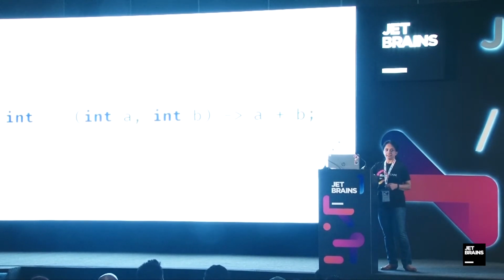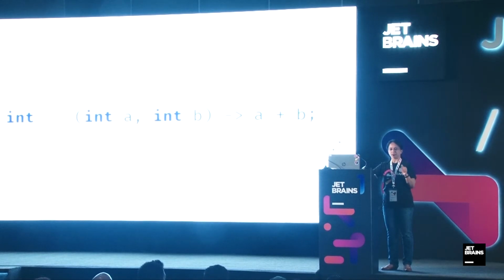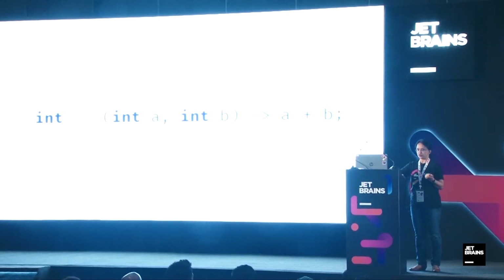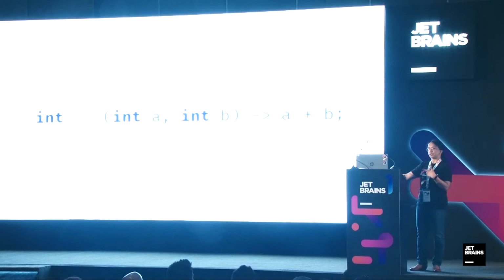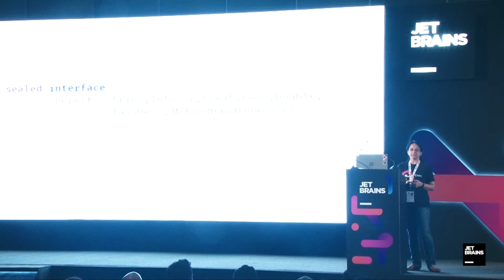This is how you might write your methods in future. These are concise method bodies, which kind of resonate with how you write lambda functions. This is how you might write your methods in Java in future. And this is a sealed interface. Here we are trying to restrict which classes or interfaces can extend our classes or interfaces.